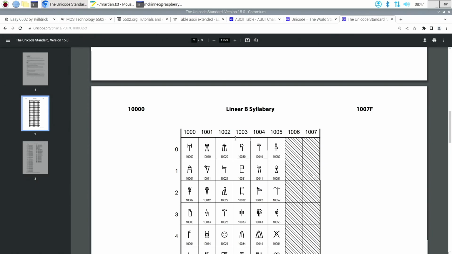This is like ancient. We're talking 5,000 years ago kind of writing systems. Very, very old. The ancient Egyptian hieroglyphics, by the way, there's a code for them too. And if you're an Egyptologist, that might be really useful.